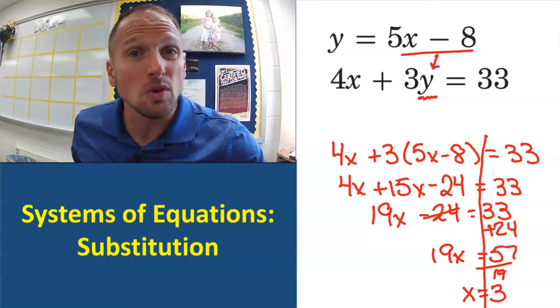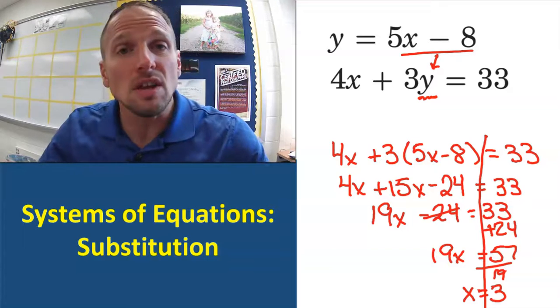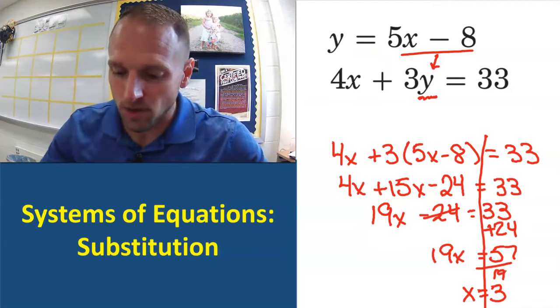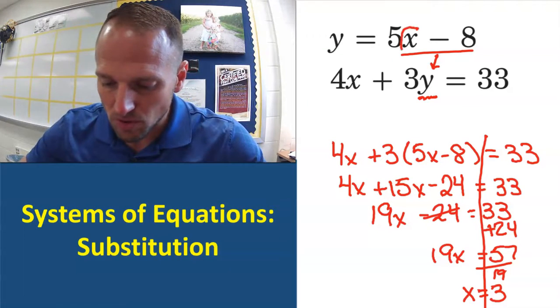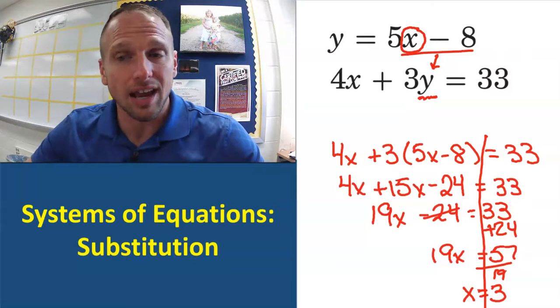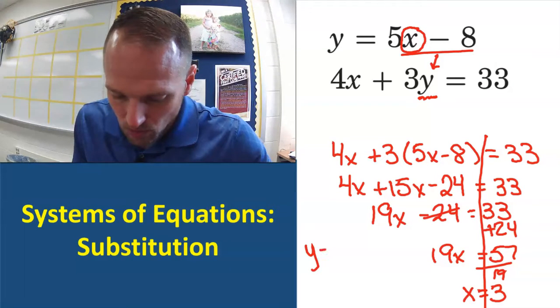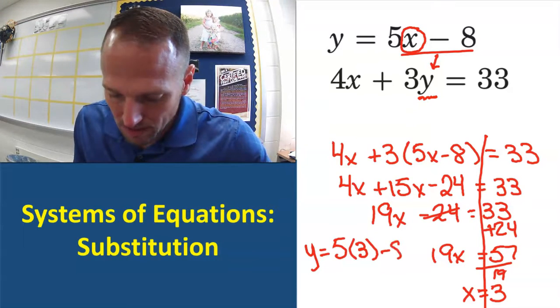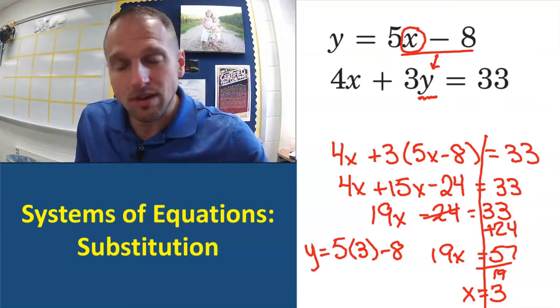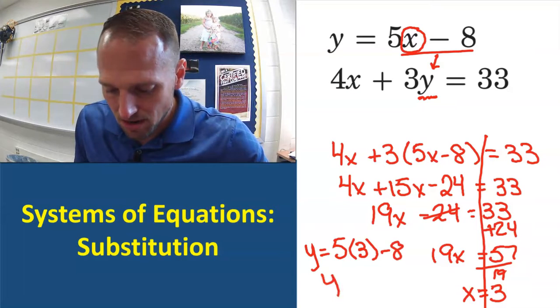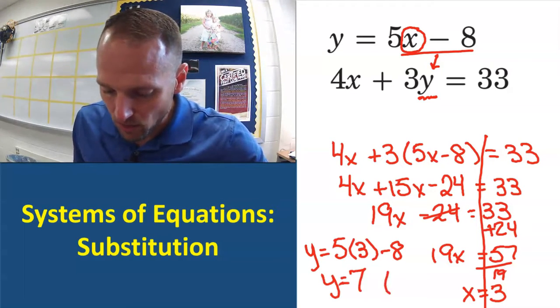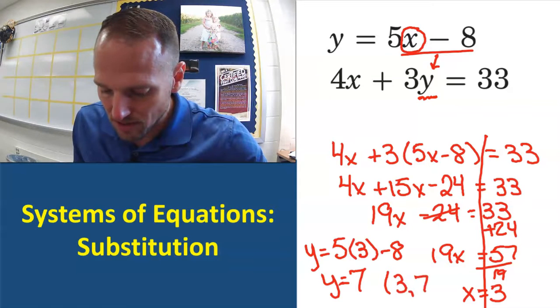That's great. Now I need to figure out what y equals. And again, I can use either equation, but I really like the top one a lot more. So what I'm going to do is I'm going to substitute in for x my 3, because I know that x equals 3. So I've got y equals 5 times 3 minus 8. And 5 times 3 is 15 minus 8. That's just going to be y equals 7. So my answer, my ordered pair, is going to be 3, 7. That's my answer right there.